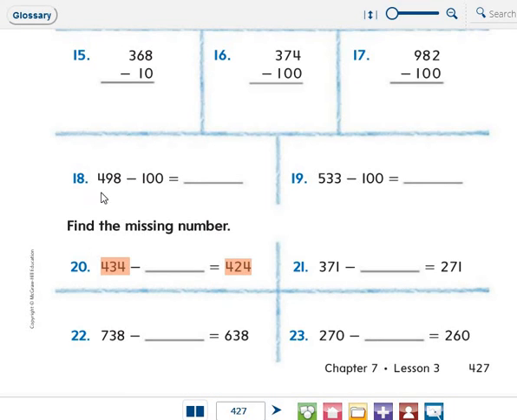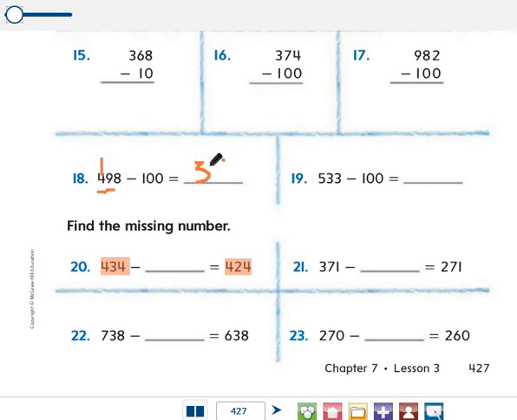Now let's solve question number 18. 498 minus 100. Again, since we are subtracting 100, we will look at the hundreds digit. So 4 minus 1 equals 3, and we will keep the other digits as is, so 9 and 8. So 498 minus 100 equals 398. Question number 19, 533 minus 100. We can subtract with the same idea. Since this is 100, not 10, we will look at the hundreds digit. So 5 minus 1 equals 4, and we will keep the other digits as is.